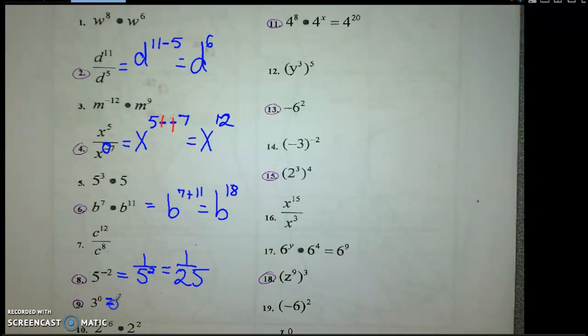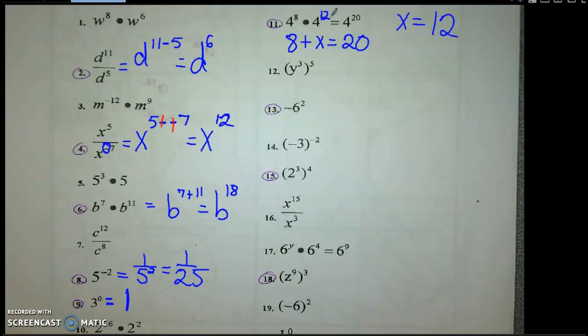Number 9, zero rule. Anything to the 0 power equals 1. Number 11, we have to figure out the missing exponent. So we know that with the product rule, you would add the exponents. So I know that 8 plus x equals 20. When I solve that, that lets me know that x equals 12. So this exponent right there should be 12.